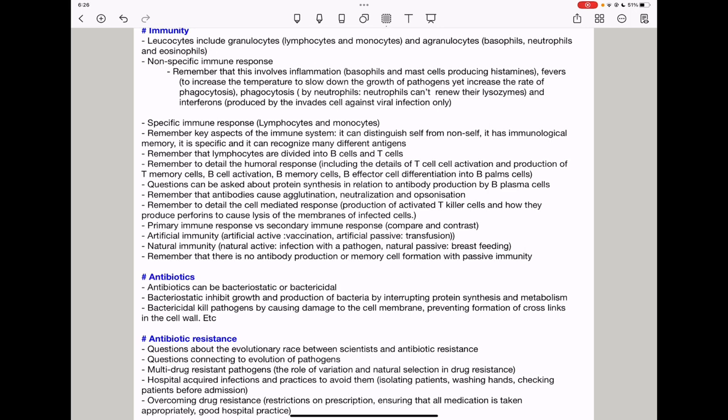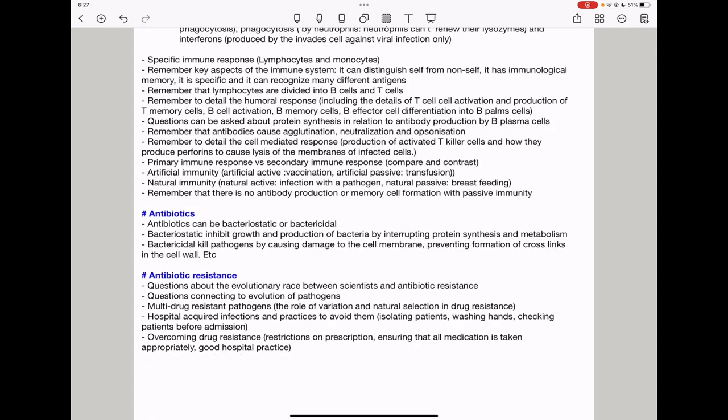When it comes to artificial immunity, remember we have artificial active like vaccination, we have artificial passive like transfusion, we have natural immunity which includes natural active like when you're infected with a real pathogen, as well as natural passive like breastfeeding. Lastly, on this note, remember that there is no antibody production or memory cell formation with passive immunity.